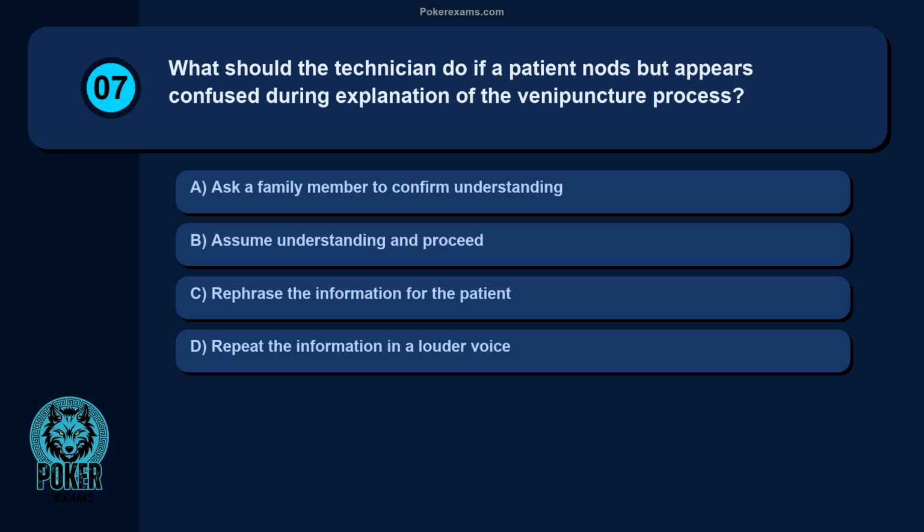Question 7. What should the technician do if a patient nods but appears confused during explanation of the venipuncture process? Ask a family member to confirm understanding. Assume understanding and proceed. Rephrase the information for the patient. Repeat the information in a louder voice.